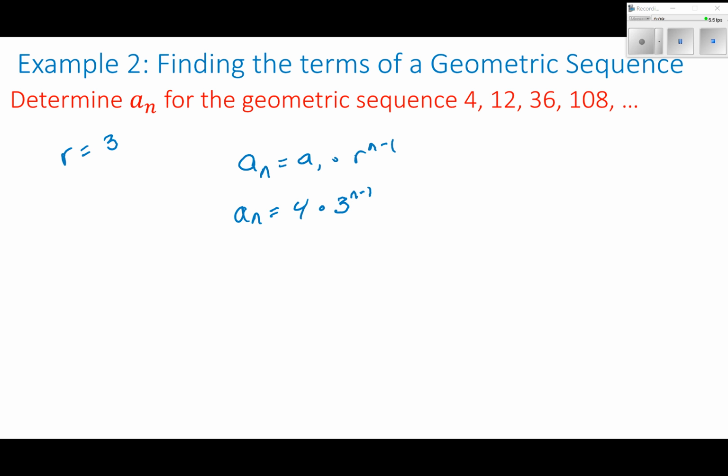And we could check our formula. Again, if I wanted to figure out what a sub 5 was, a sub 5 is going to be 4 times 3 raised to the 5 minus 1. So this is 4 times 3 to the 4th. And that does end up being 324.